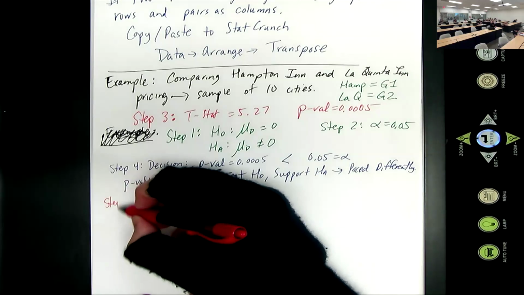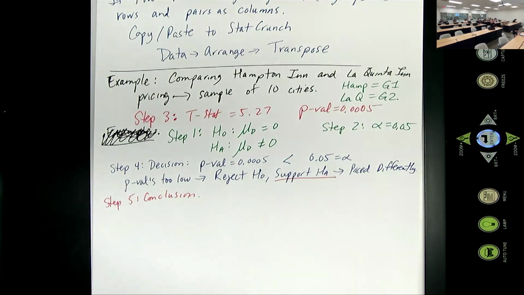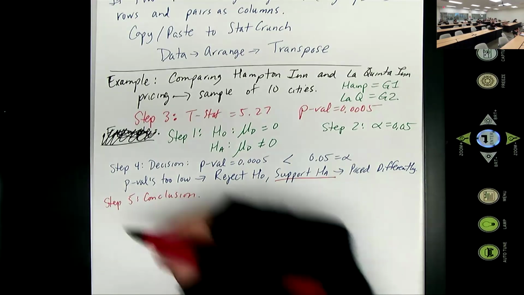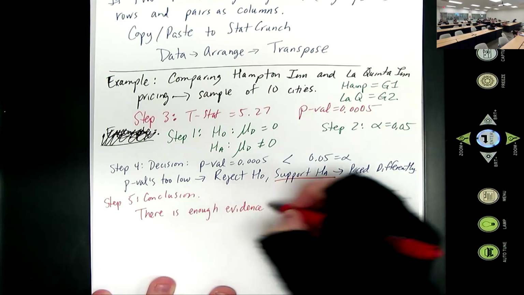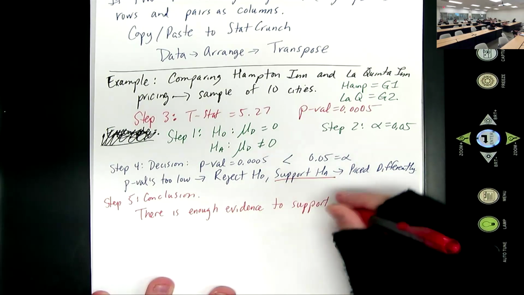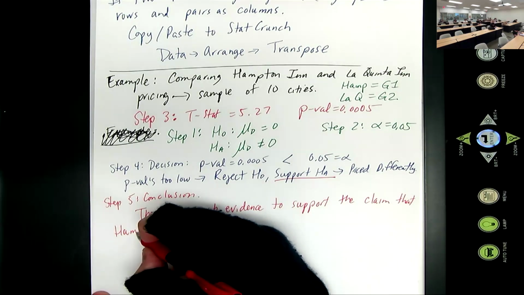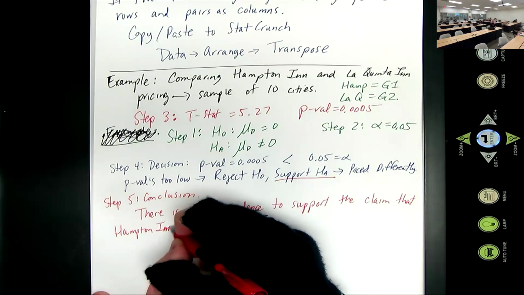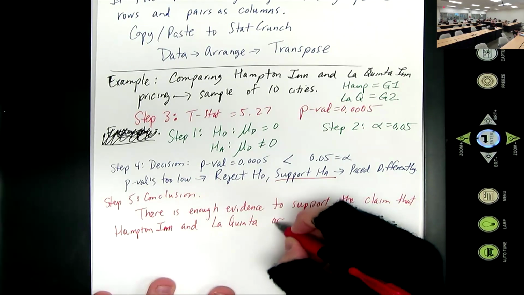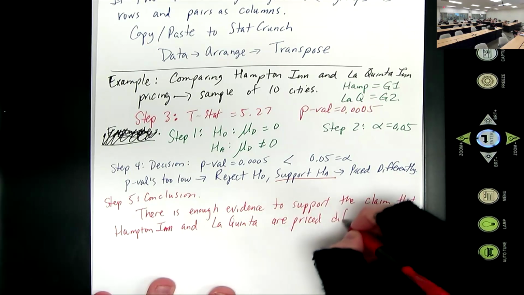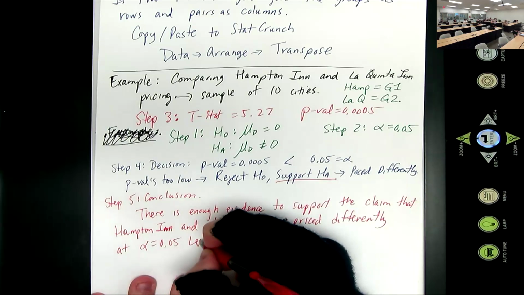So step 5 is our conclusion. We decided we're gonna support HA. The only reason we would support it is if there's enough evidence to support it. There is enough evidence to support the claim that Hampton Inn and La Quinta Inn are priced differently at alpha equals 0.05 level of significance.